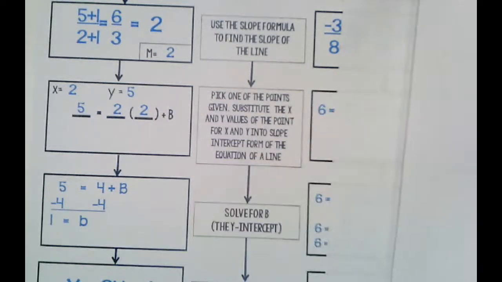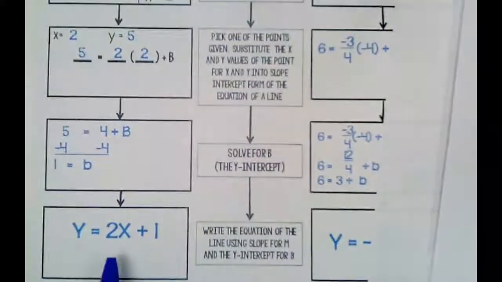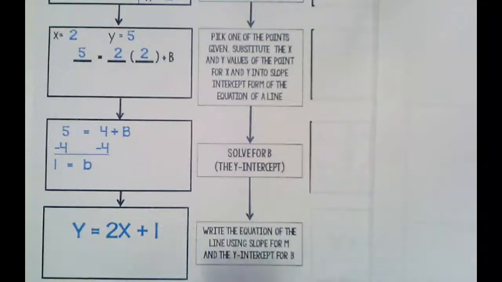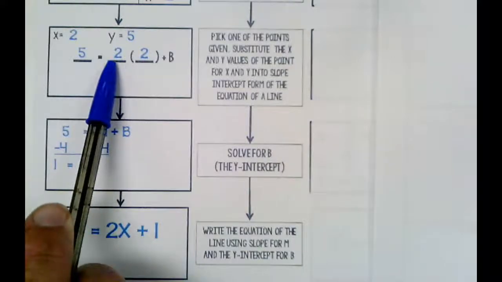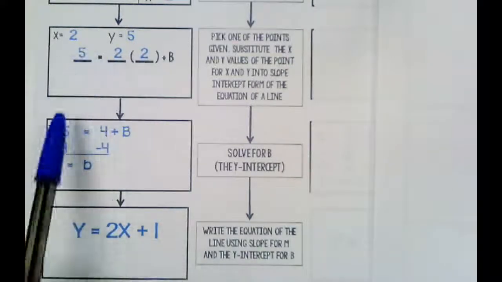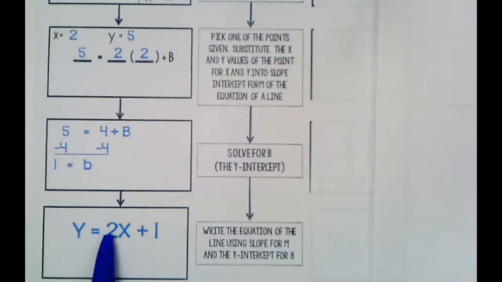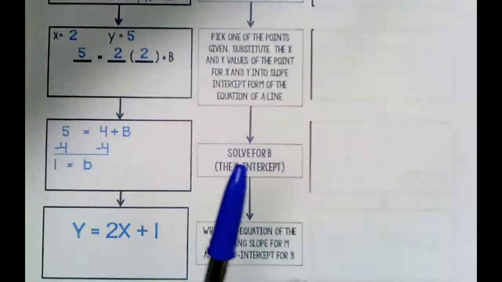So our final equation is y is equal to 2x plus 1. We solved for the slope, we chose a point, we simplified, and we rewrote our equation. Okay, so let's look at another example on our organizer here.